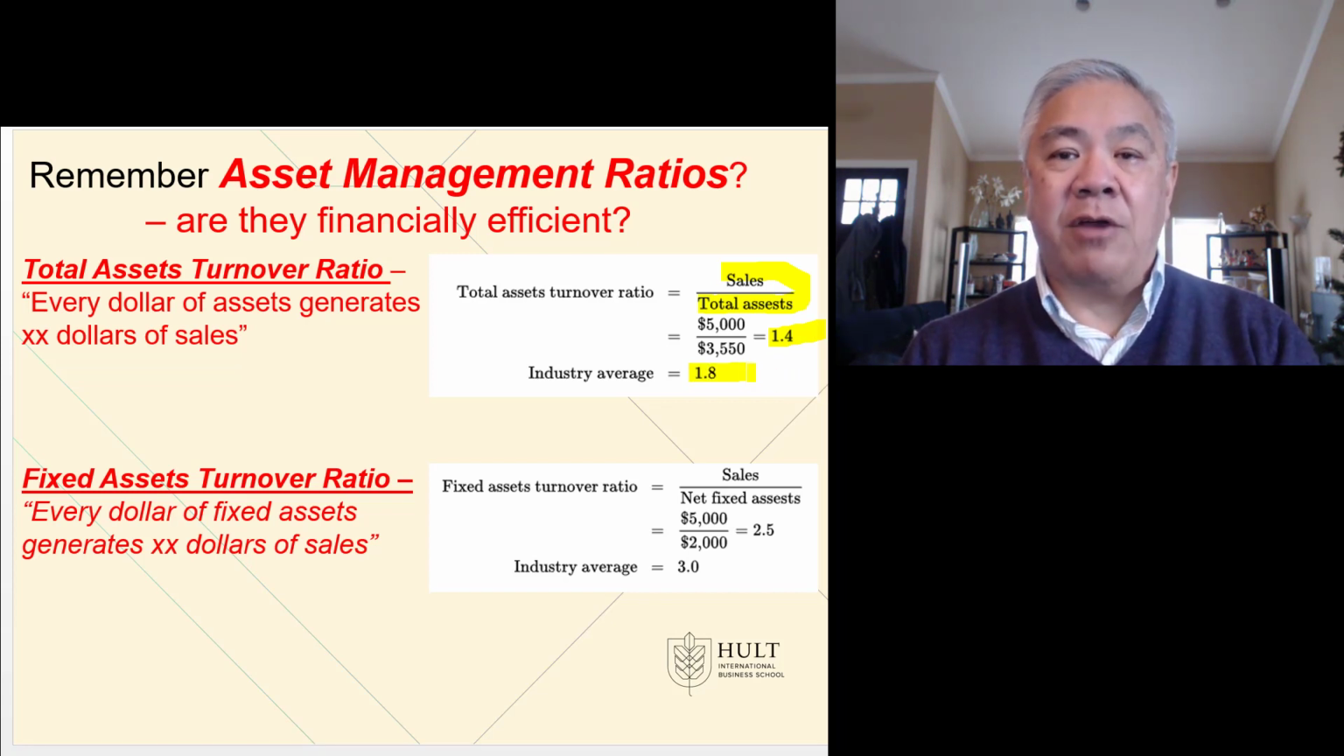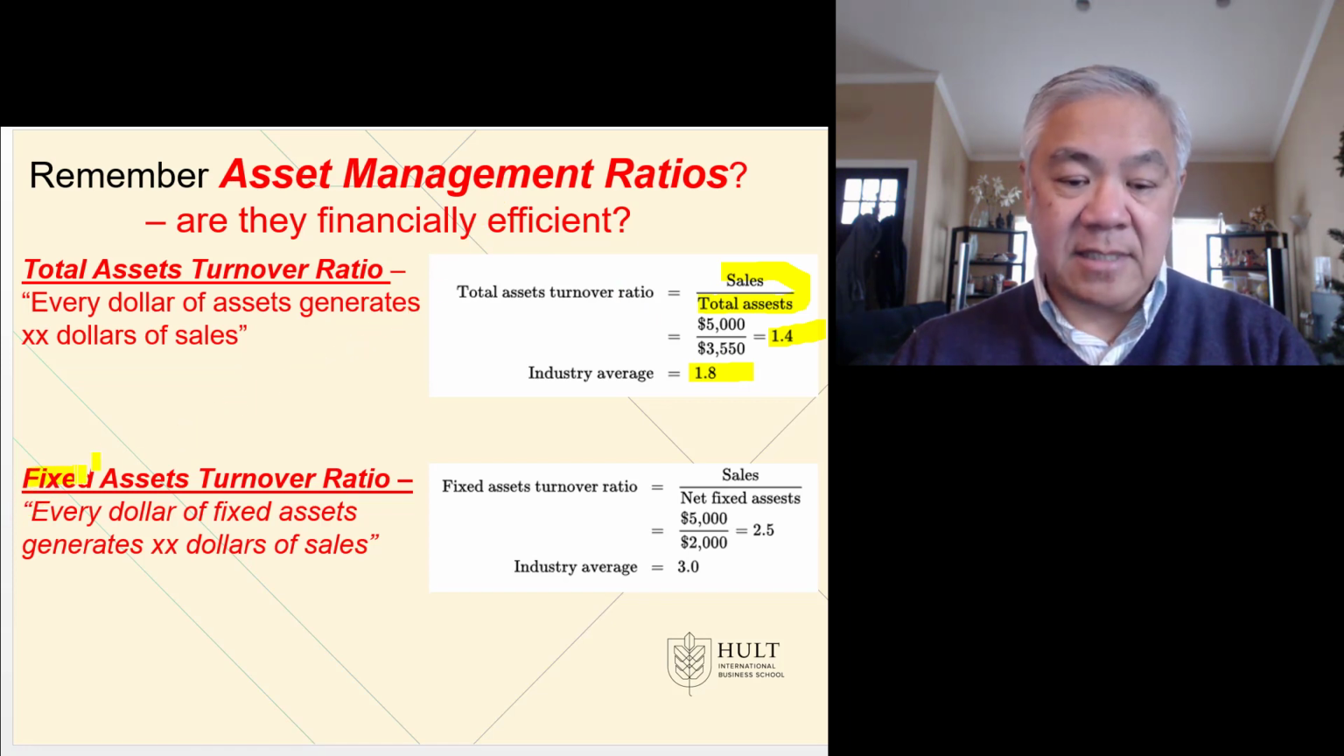And here we want higher numbers. In other words, for every dollar of assets, we want a lot of sales. So in this case, that the microdrive at 1.4 is lower, pretty significantly lower than the industry average of 1.8. That would be kind of a question mark or something we would be concerned about.